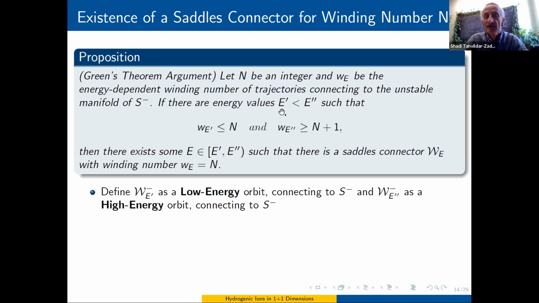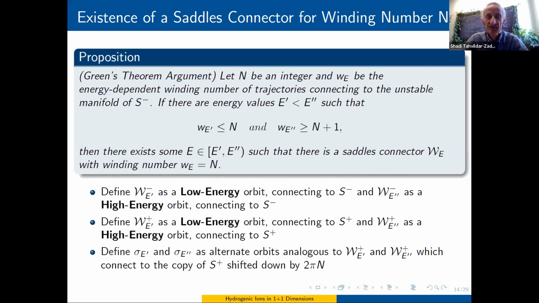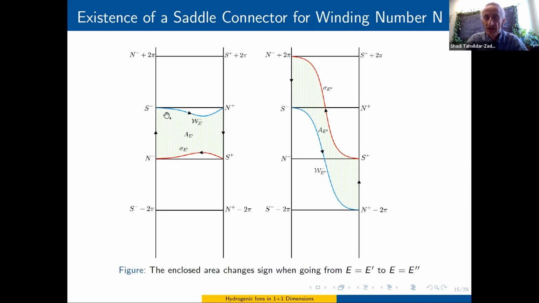So if you find two energy values where the winding number corresponding to the bigger one is greater or equal to n plus 1, and the winding number for the smaller one is less than or equal to n, then you can basically use the intermediate value theorem to show that there's the kind of solution you want in between, with the energy in between, and with the winding number that you want. Let me briefly describe that pictorially.